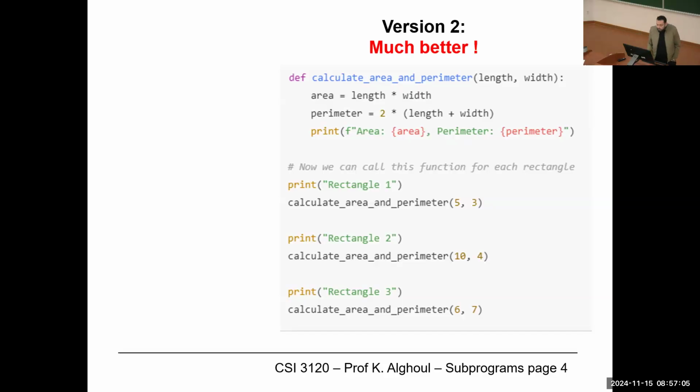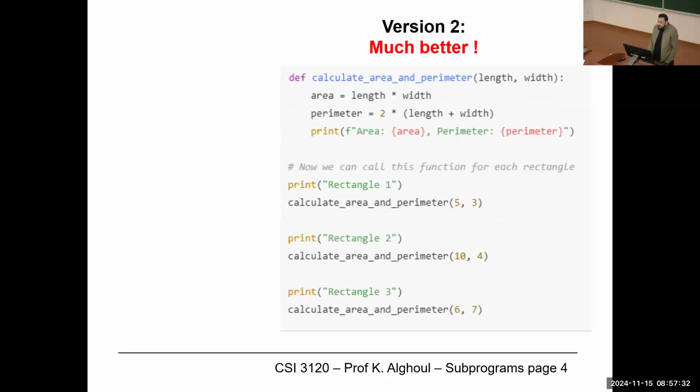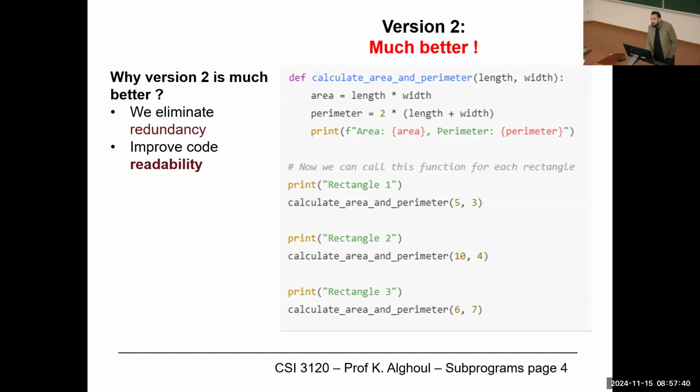Also, if there is a small, not just bug, also if you want to change something, let's say I want to modify something. Imagine I want to add something to the printf or whatever. So I have to go and change this. And this is just an example. What if you have like 100 of these? It's going to take lots of time, right? Or you're going to hire a co-op student, let them do the easy tasks. So this is much better. Why is version 2 much better? We said we eliminate redundancy, for example, improve code readability. And then as Michael said, we also improve maintainability.